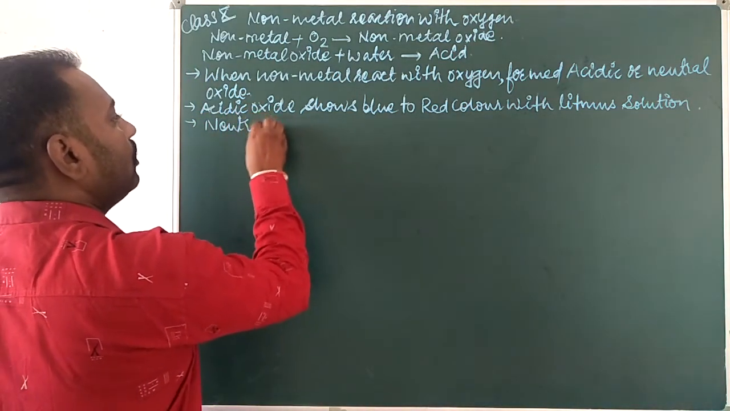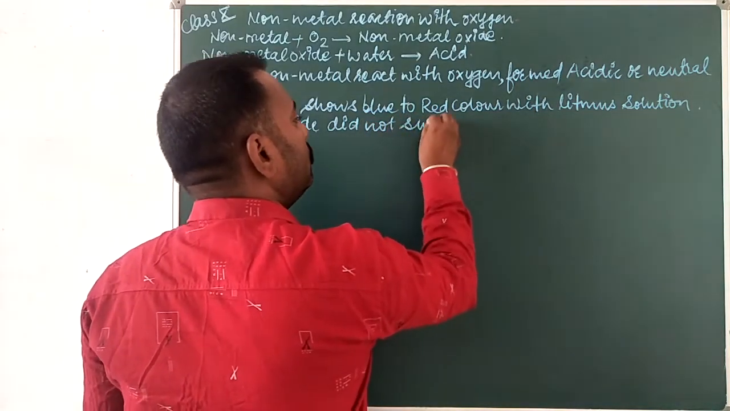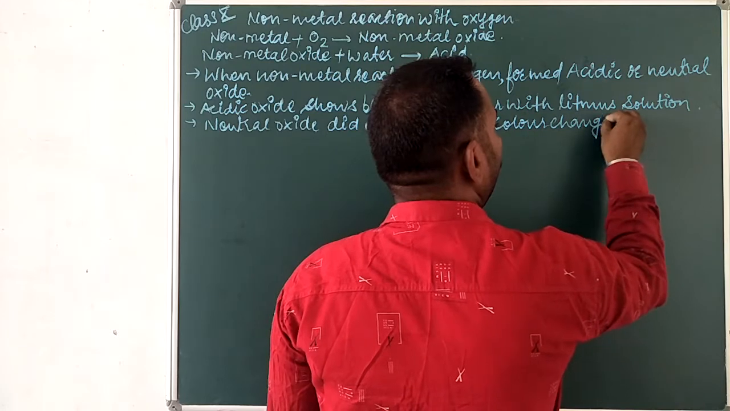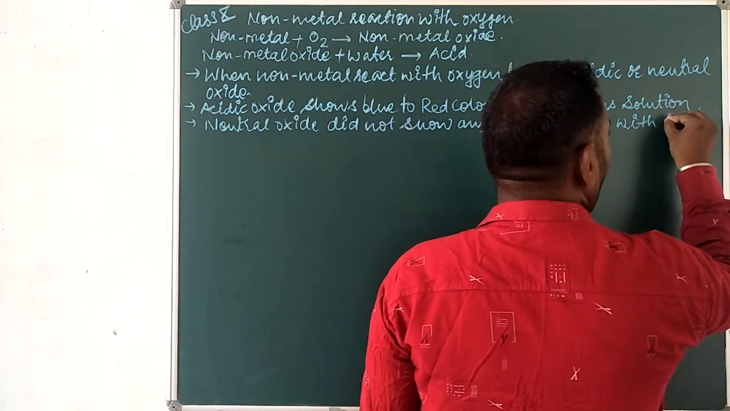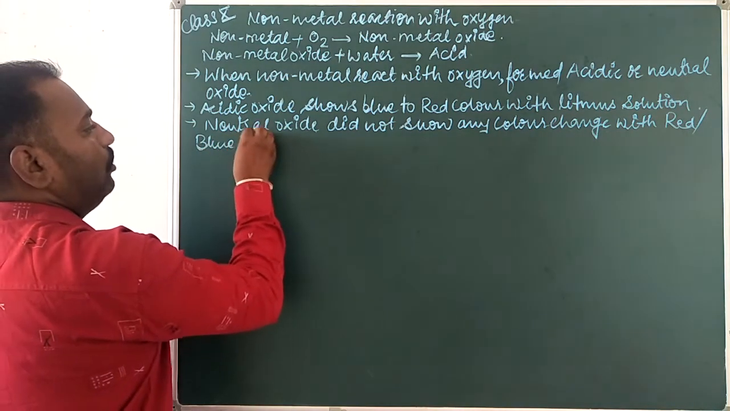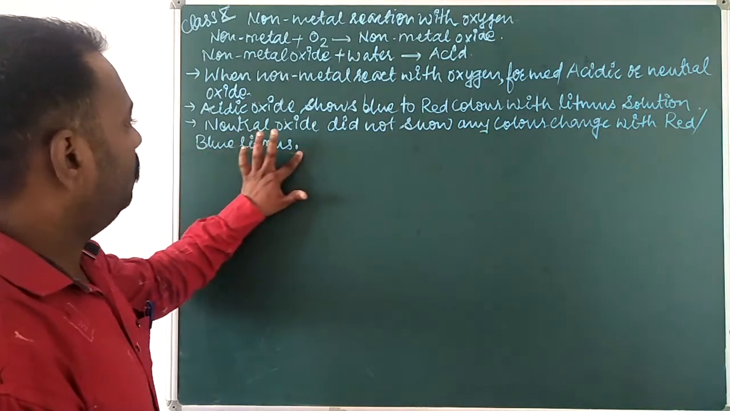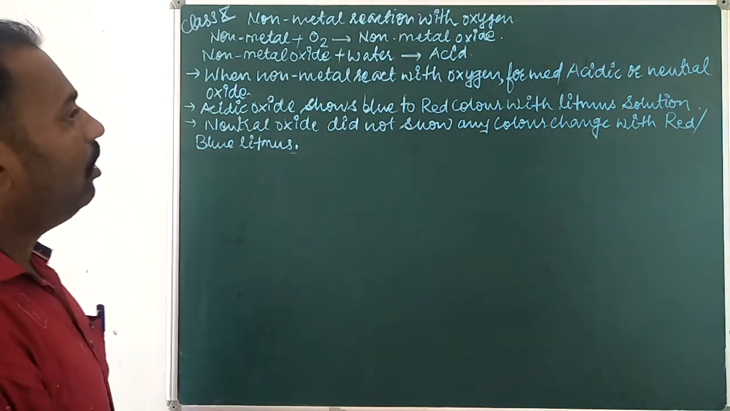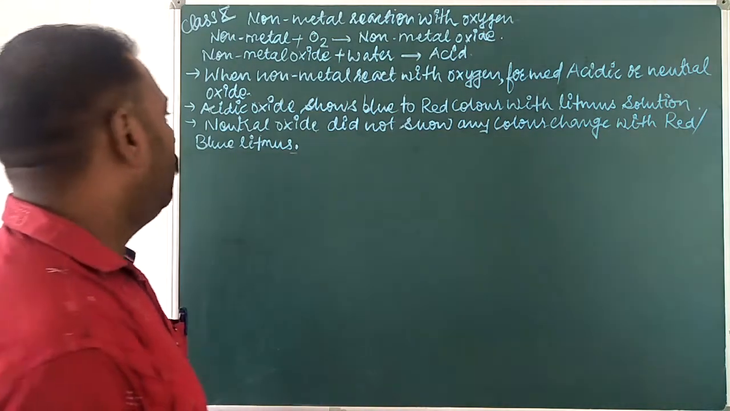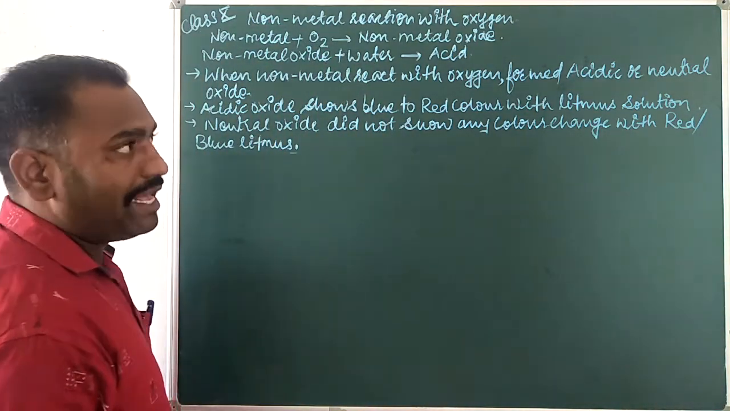The neutral oxides do not show any color change with red or blue litmus. I hope you are understanding what I am telling. So it means that when non-metals react with oxygen, they form acidic or neutral oxides. Acidic oxide shows blue to red color with litmus solution, and neutral oxide does not show any color change with red or blue litmus. So first of all, we have to see some examples for the acidic oxides.